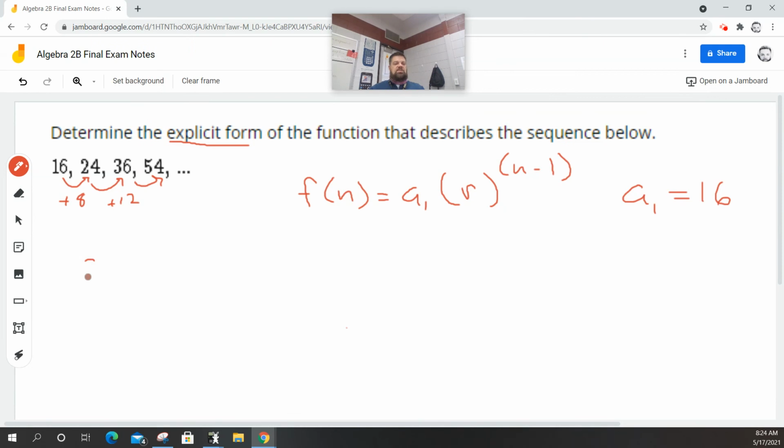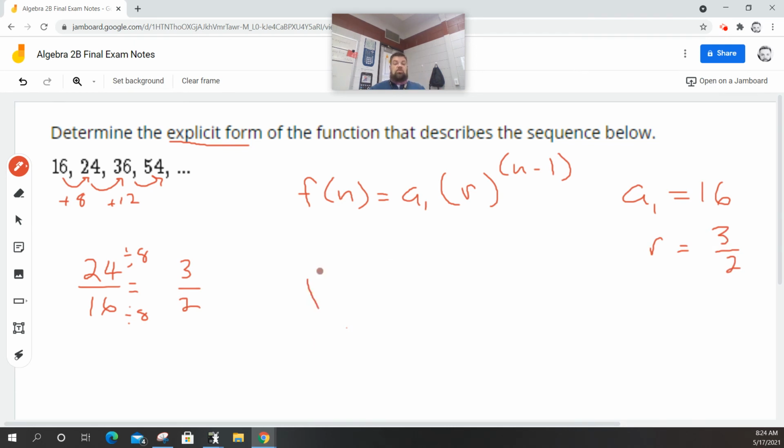Or another way to do it, if you're pretty sure that it is geometric, I could just do this. 24 divided by 16 is actually, if I reduce this by dividing by 8 and dividing by 8, equal to 3 over 2. So then my common ratio would be 3 over 2.